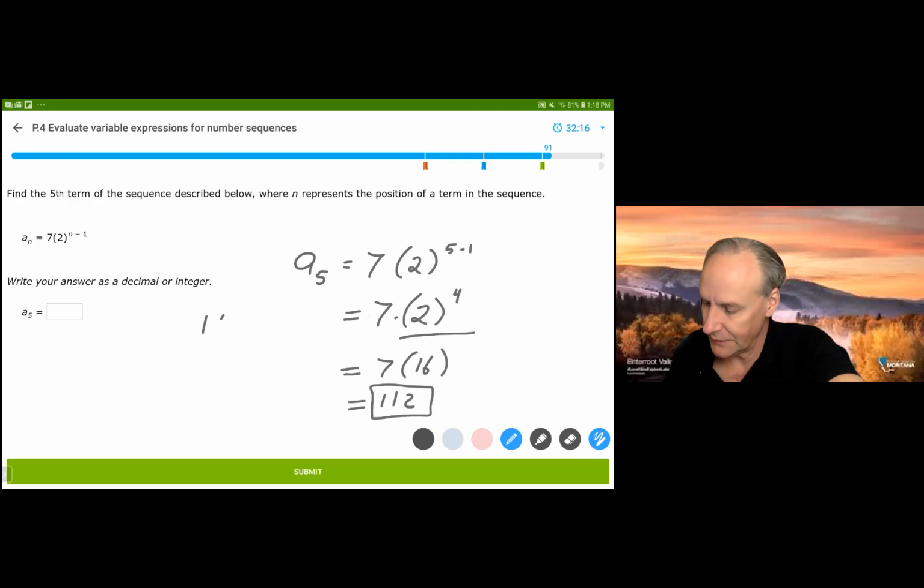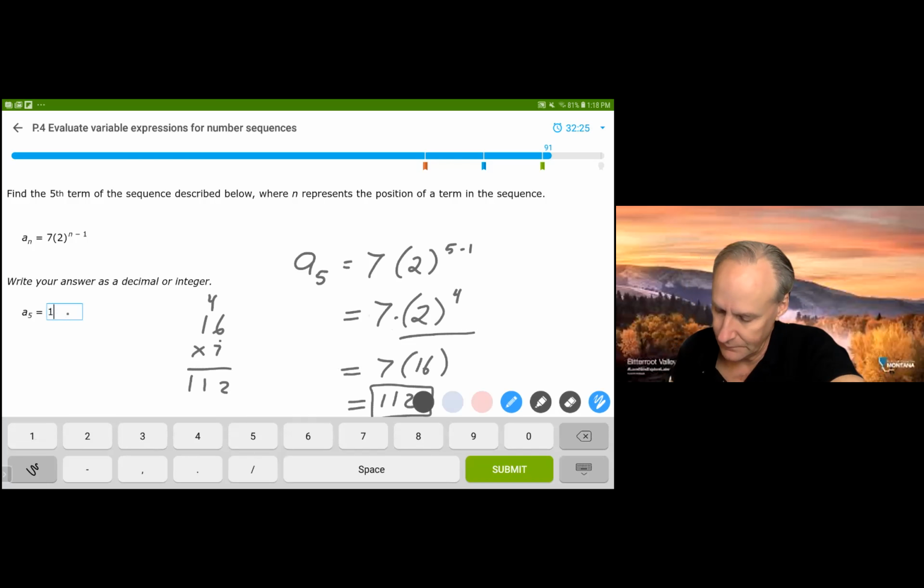Let's multiply it over here just to see. That's 2, carry the 4, and 7 and 4 makes 11. That's 112. And no negatives in there.